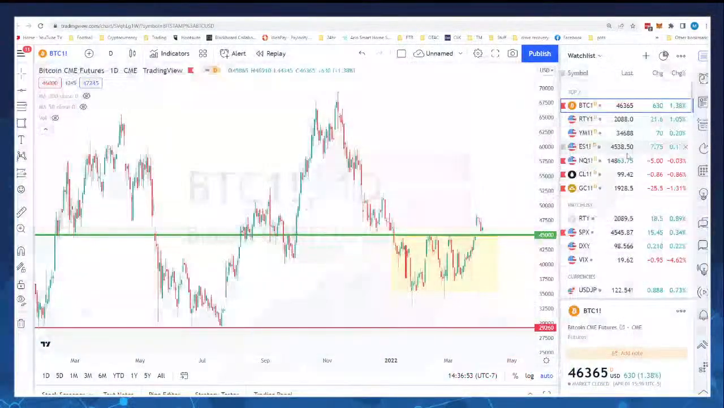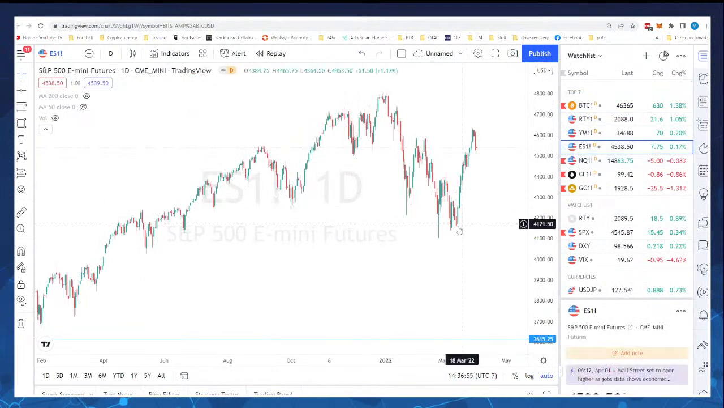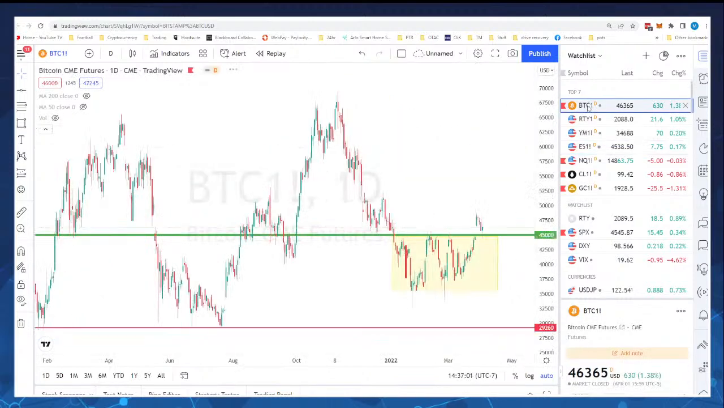Here's your Bitcoin price chart. Here's your S&P. The S&P obviously having this monster rally. Bitcoin really didn't have that type of rally that the index had. A slight one, but nowhere near that one. So, all right. So then we got the cocktail question out of the way.